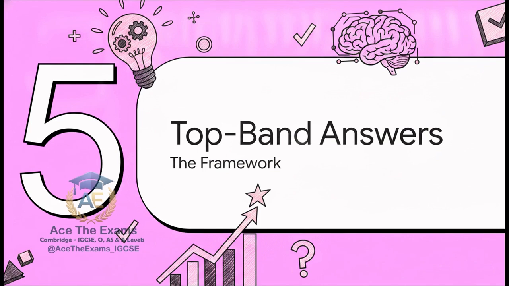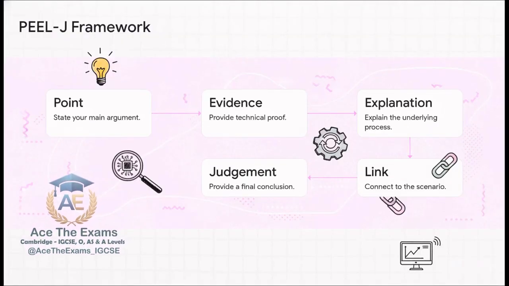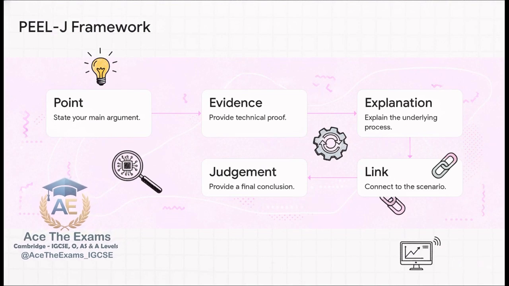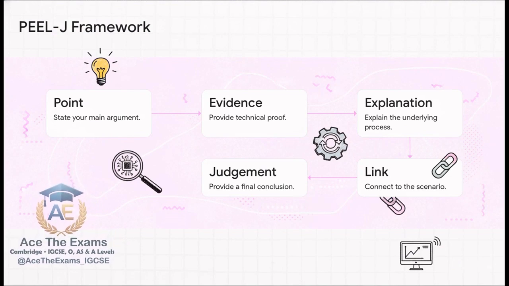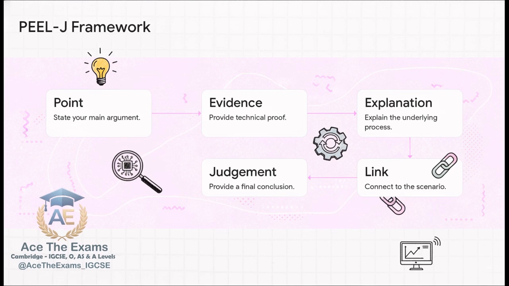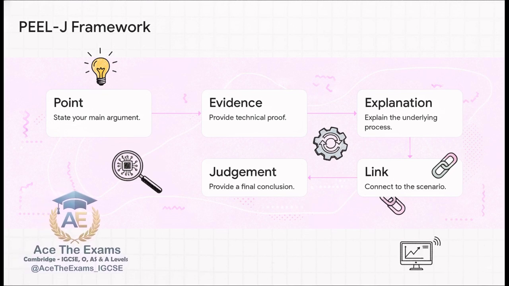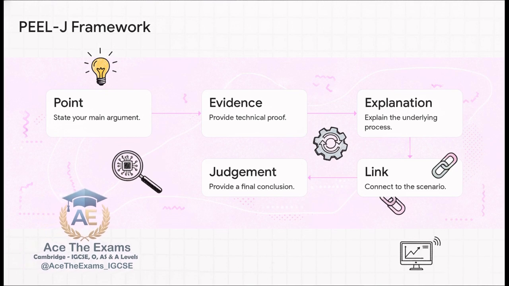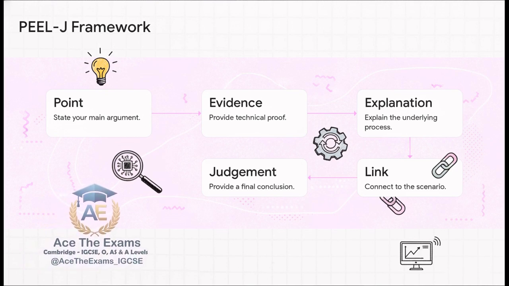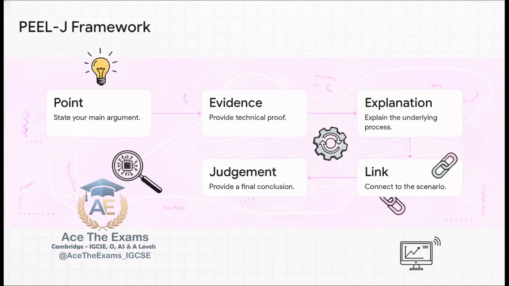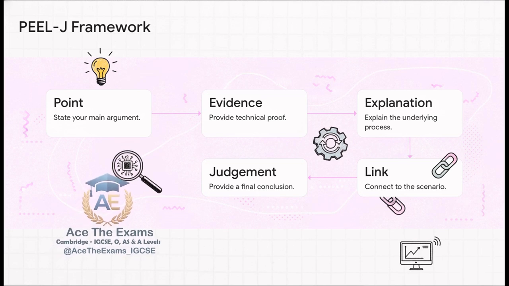Section 5. Building top band answers, the framework. If you want to score in the top band, you can't just list facts and hope for the best. You need solid structure. Enter the PEEL-J framework: point, evidence, explanation, link, and judgment. The absolute secret to securing that A-star is mapping your IT knowledge directly onto this exact framework, especially when you run into high-level command words like describe or evaluate.